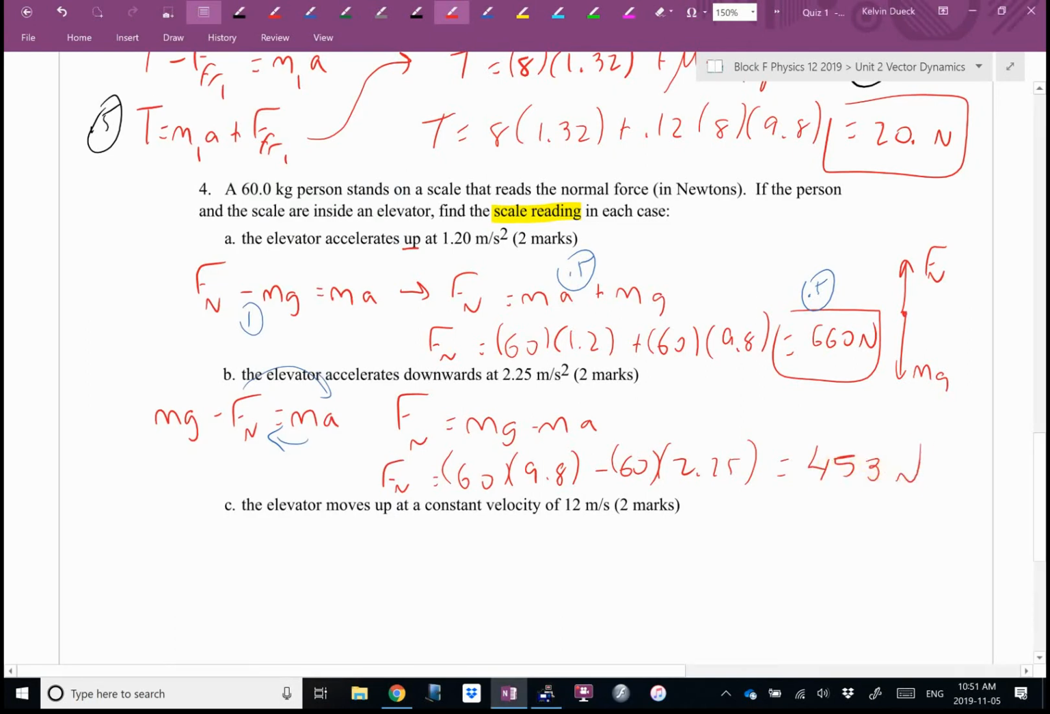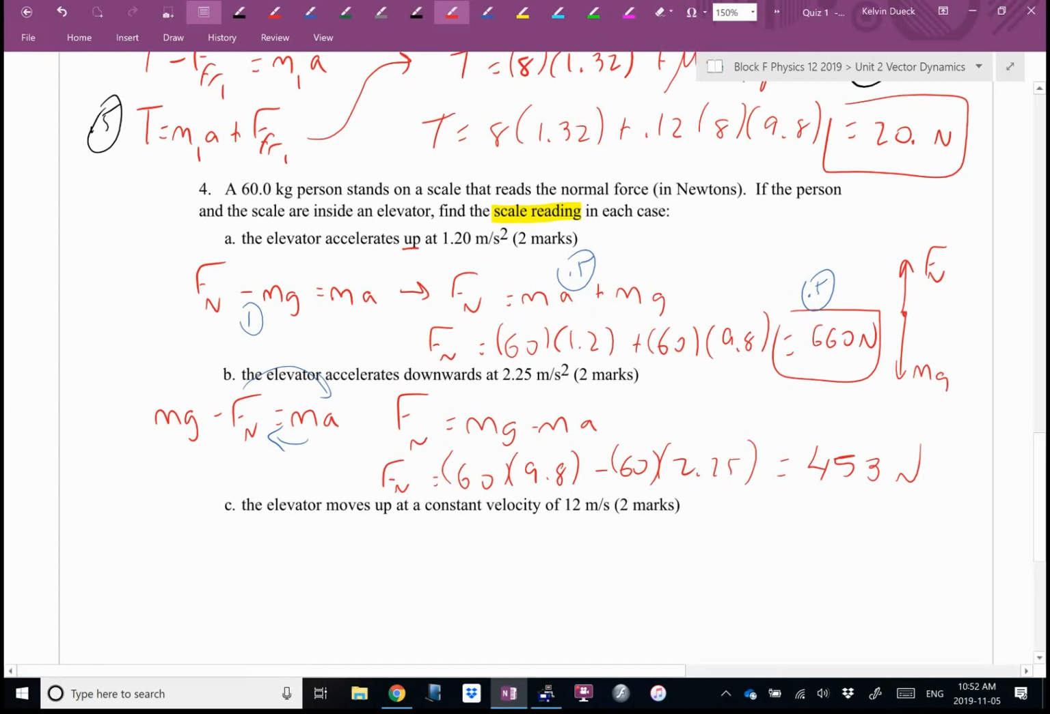What if instead of asking you for the normal force in newtons, what if I asked you for what the actual scale was reading in kilograms? How would I convert this to a scale reading in kilograms? Divide by 9.8, and that would tell you what mass this person felt like they possessed. They feel lighter.